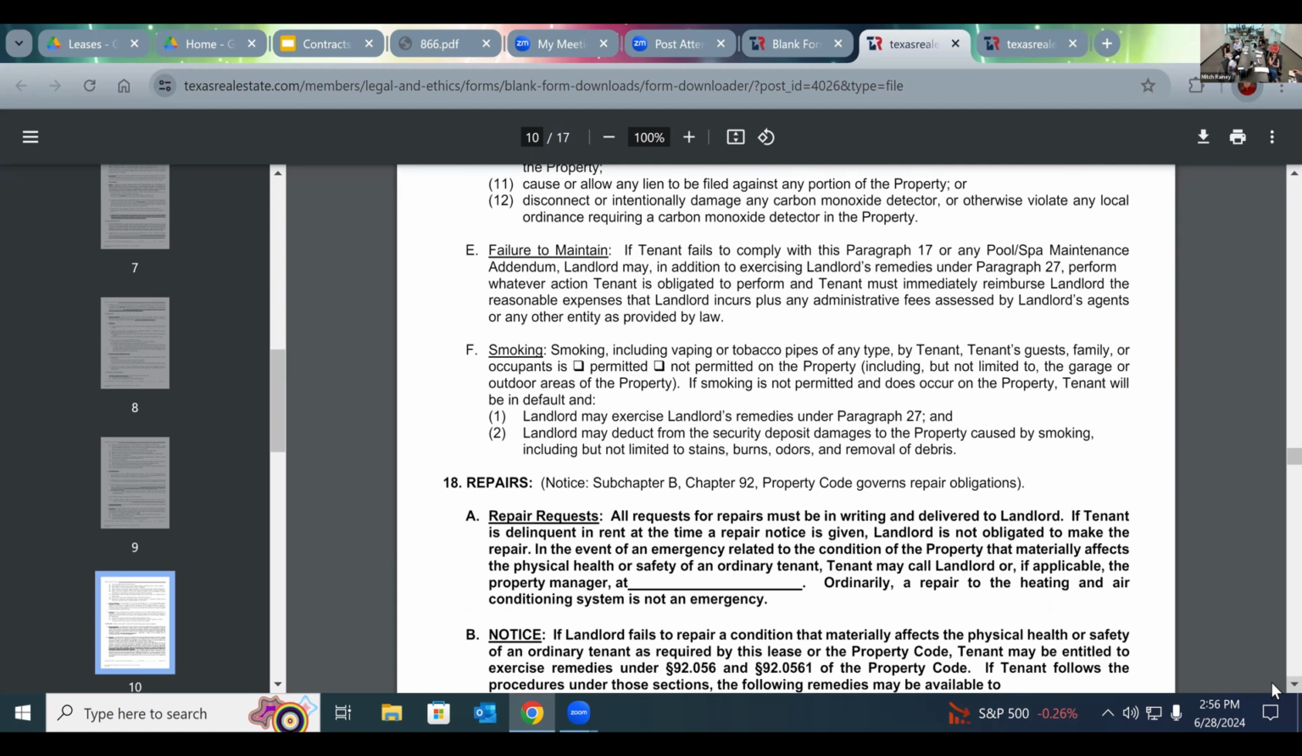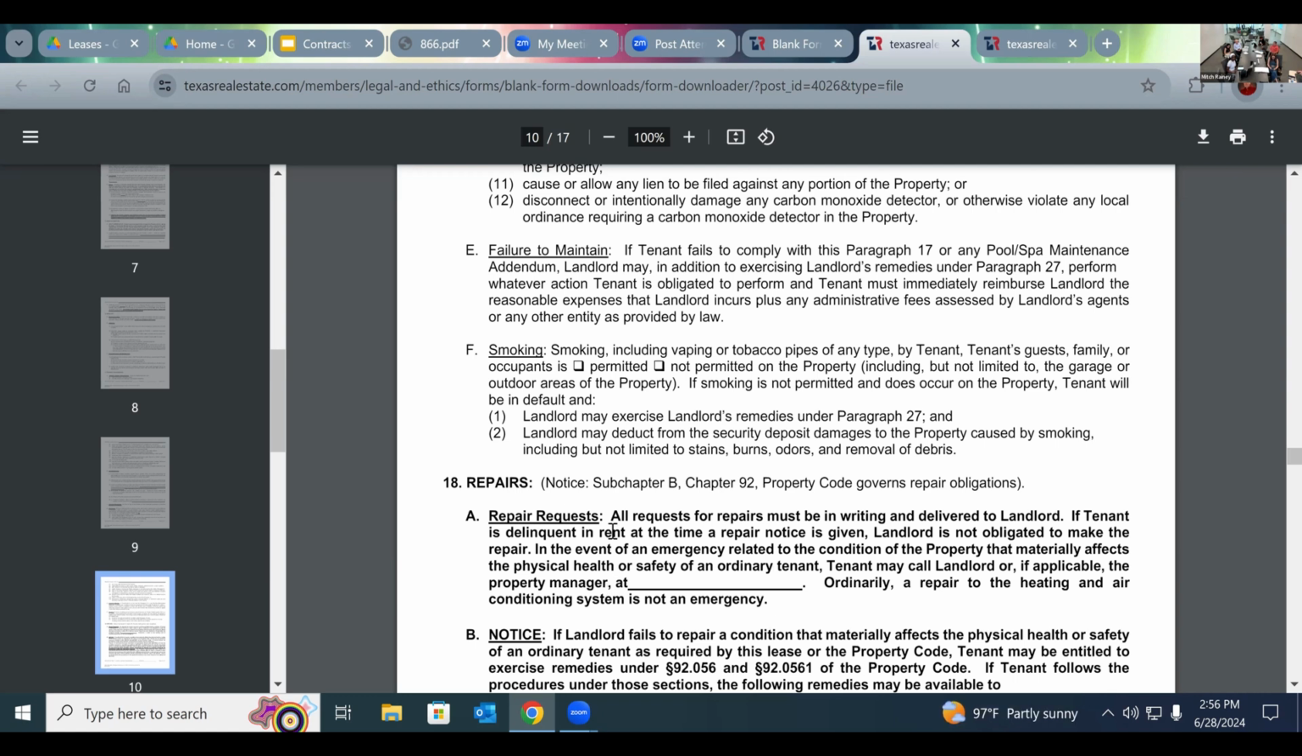Smoking, including vapes, tobacco, pipes, by tenants, guests, family or occupants, permitted or not permitted. And this is on the property. If you're talking to your tenants about this, you can't smoke in the garage, you can't smoke in the yard, you can't smoke in the front yard if it's not permitted. No tobacco, no vaping. Of course, nothing illegal.